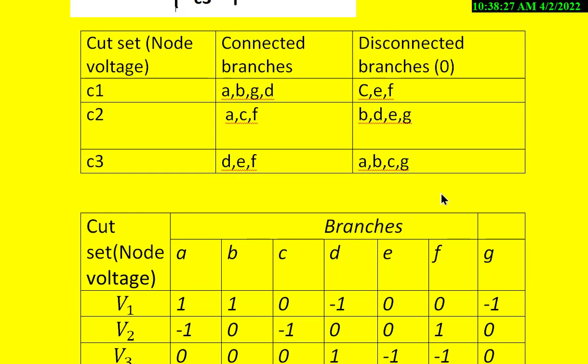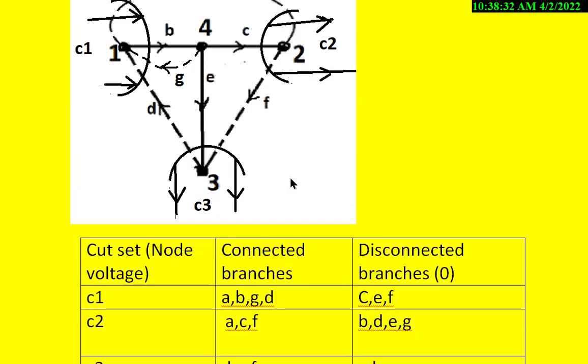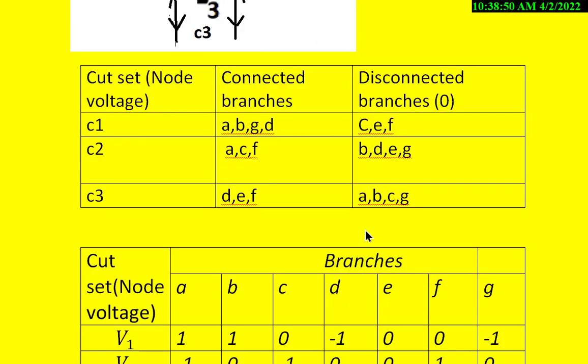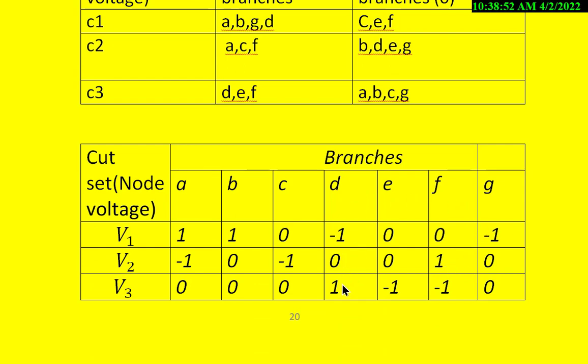Similarly, for cut set 3, the elements connected are D, E, F. If we look at this cut set 3, the element leaving node 3 is D, whereas E, F are entering node 3. E, F will get the minus, whereas D will get the positive sign. D is positive, E, F are minus 1, minus 1. Whereas the rest of the elements A, B, C, G are disconnected to cut set 3, so they get the 0 values like this.